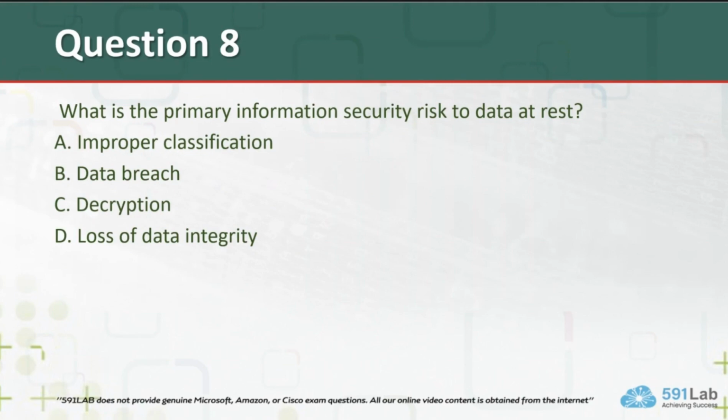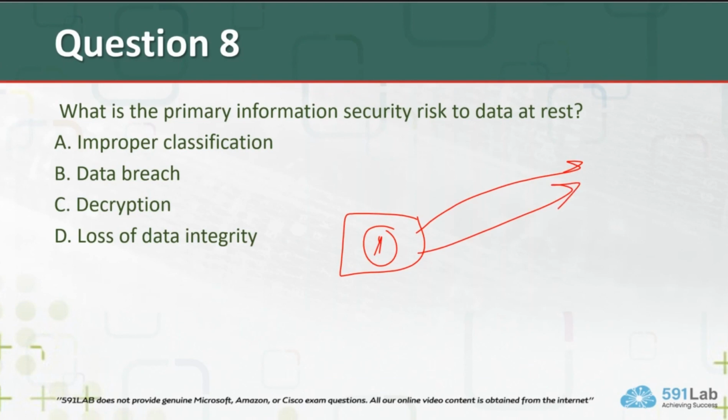Next question. What is the primary information security risk to data at rest? We have three data states. Data at rest is data that is saved on a hard disk, for example. Data in transfer is data being sent from one location to another. And data in use is data in the processor or in the RAM.